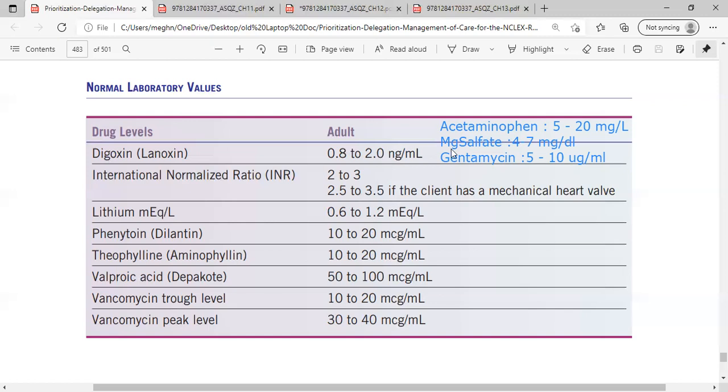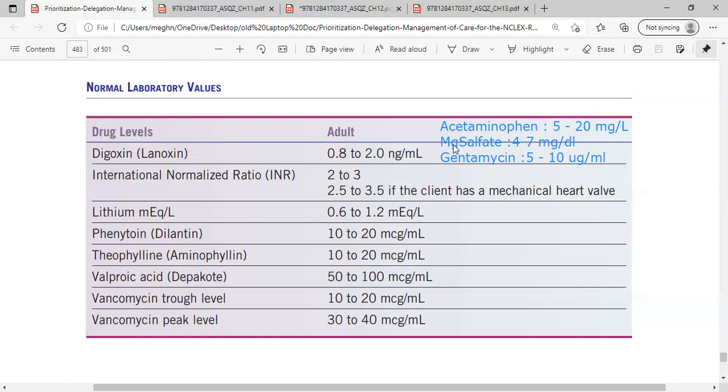So if my patient needs to take vancomycin, it is good to monitor the vancomycin trough level. And two more medications are good to know for the NCLEX board. Acetaminophen. Acetaminophen normal therapeutic range is 5 to 20 microgram per liter. Acetaminophen's other name is Tylenol. It is an over-the-counter medication. We should use acetaminophen with precaution if the patient has liver disease, and the maximum dose should be 3.5 gram.